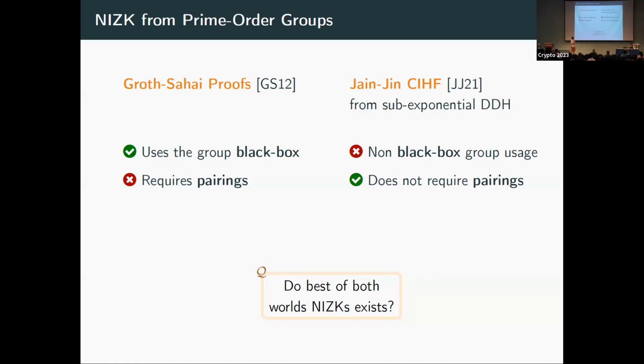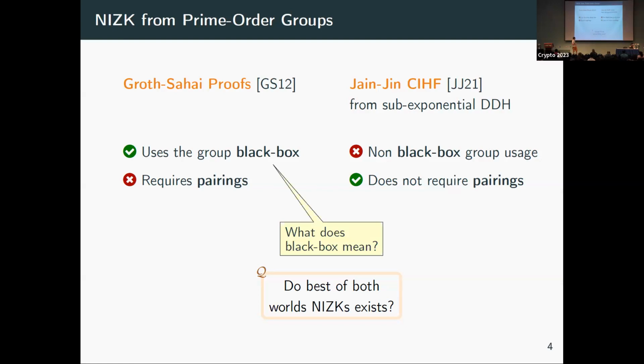But they come with great limitations. The usage of the group is absolutely non-black box. You need to hash group elements. You need to have a circuit that essentially implements the group operations. So all the nice homomorphic properties that you have in Groth-Sahai proofs are essentially lost. So the question I'm going to ask in this talk is, can we have the best of both worlds? Can we base non-interactive zero-knowledge proofs on a black box group without using pairings in any way?